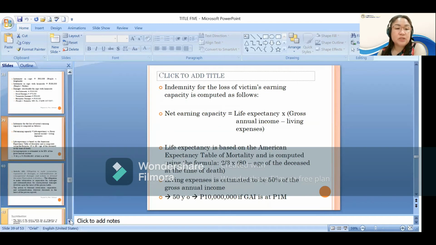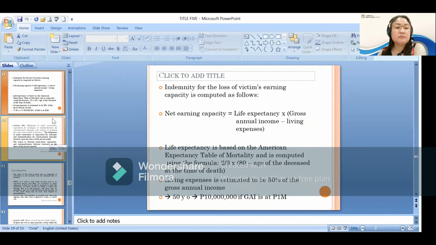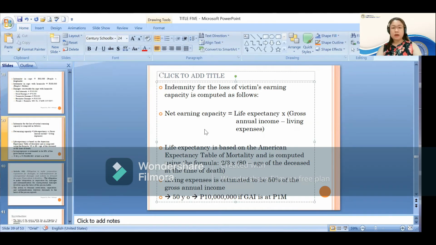Now, we've mentioned earlier about indemnity for the loss of the victim's earning capacity. So how about indemnity for the loss of victim's earning capacity? To compute the same, you have there the formula. Net earning capacity equals life expectancy times open parentheses gross annual income minus living expenses.